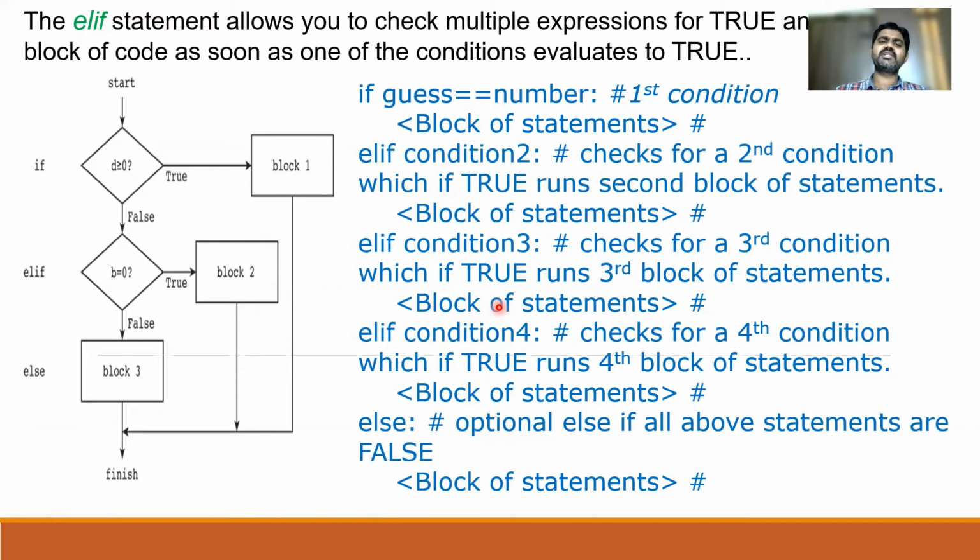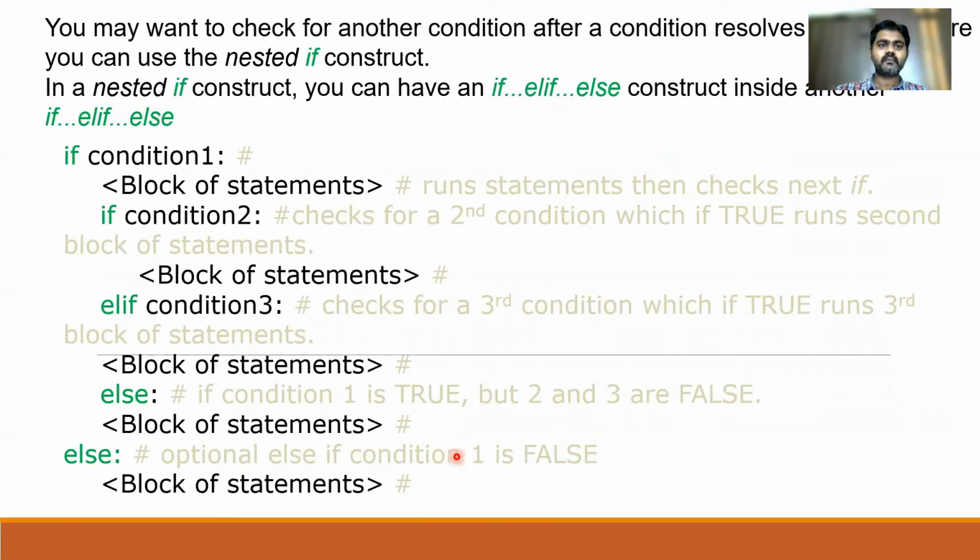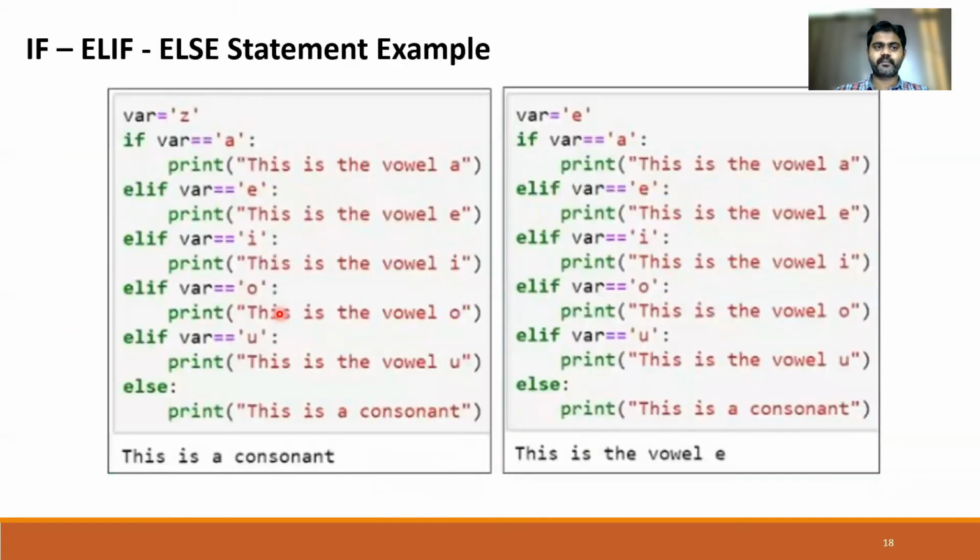Okay. So if all the conditions are not satisfied, then we go for the final else part. So else, if all above statements are false. In the previous example, I showed only one elif. So here you can use multiple elif conditions if possible, depending upon your requirement. So if condition, block of statements; elif condition 2, block of statements; elif condition 3, block of statements; else, some block of statements, like that.